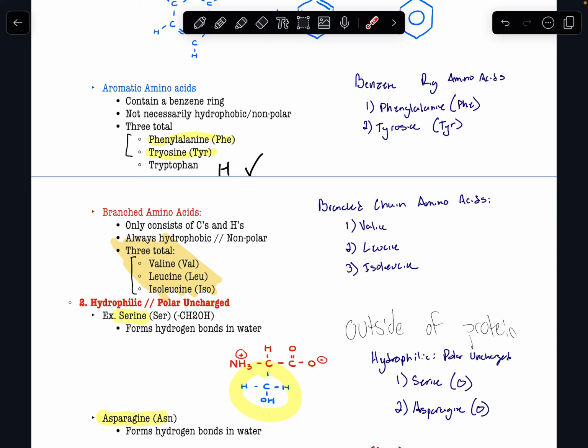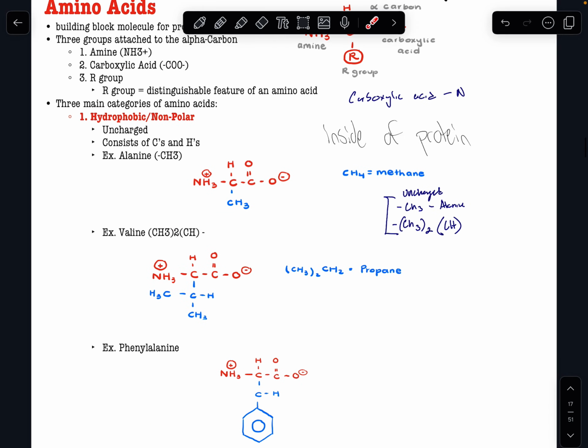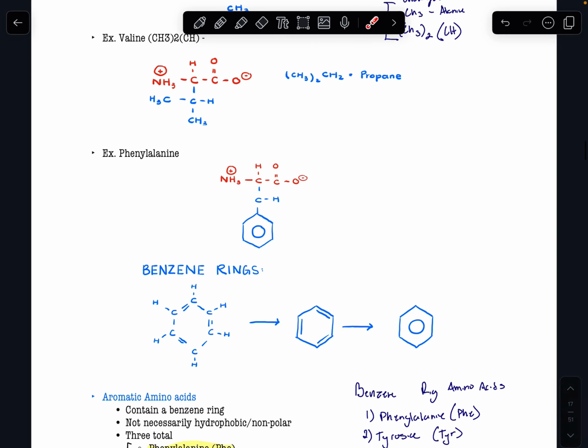I tried to come up with a trick to remember these when looking at the R groups. However, I think it's just more beneficial for you guys to understand and memorize these names right here: valine, leucine, and isoleucine. And again, being hydrophobic and nonpolar, these guys are only going to contain C's and H's. When you memorize valine, leucine, isoleucine, just remember that they are under the branched chain amino acid category, as well as under the larger overlying category of hydrophobic nonpolar.